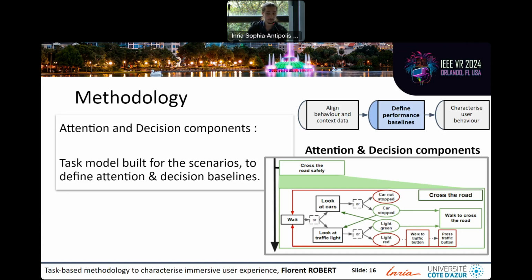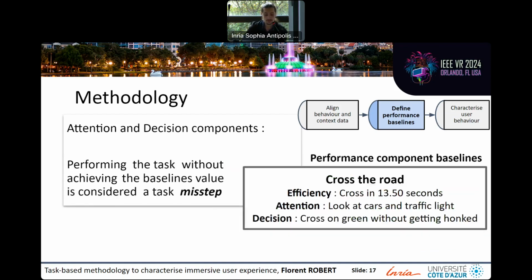If for both it's red, then they will wait a bit more. And once finally the car is stopped and the light is green, they can cross the road. So with this, we can define that the attention component is basically look at the car and look at the traffic light. And for the decision component, if the user crosses while the traffic light is red, then they took a bad decision.